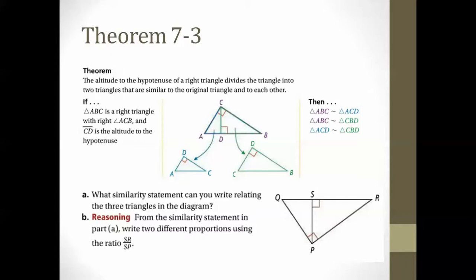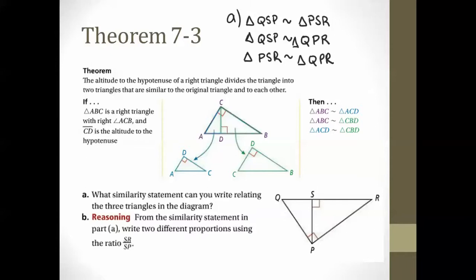Part A says, write what similarity statement can you write relating the three triangles in the diagram. So again, we're looking at the small, medium, and big triangle. So for A, we can say triangle QSP is similar to triangle PSR. Small is similar to medium.